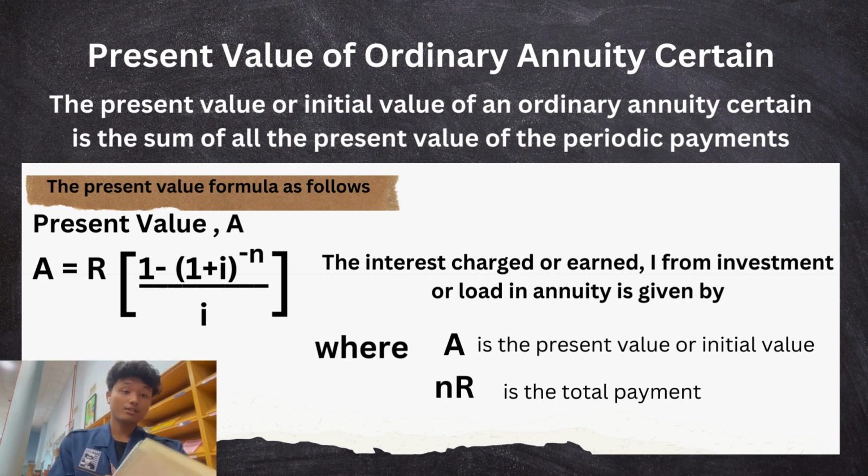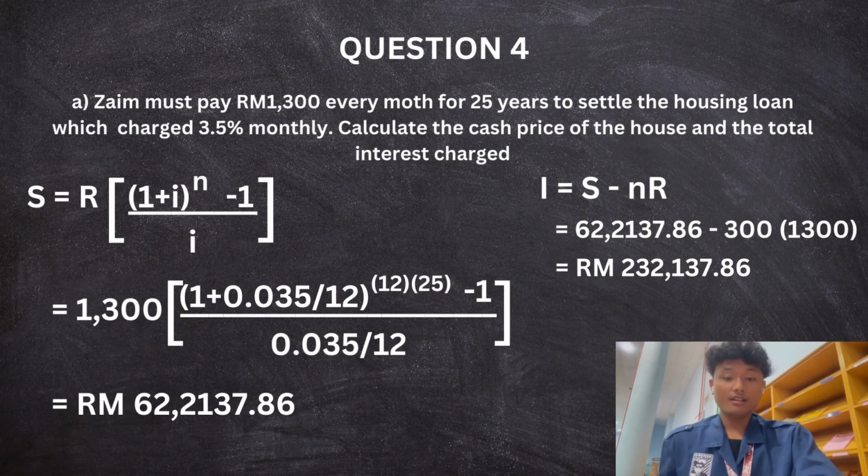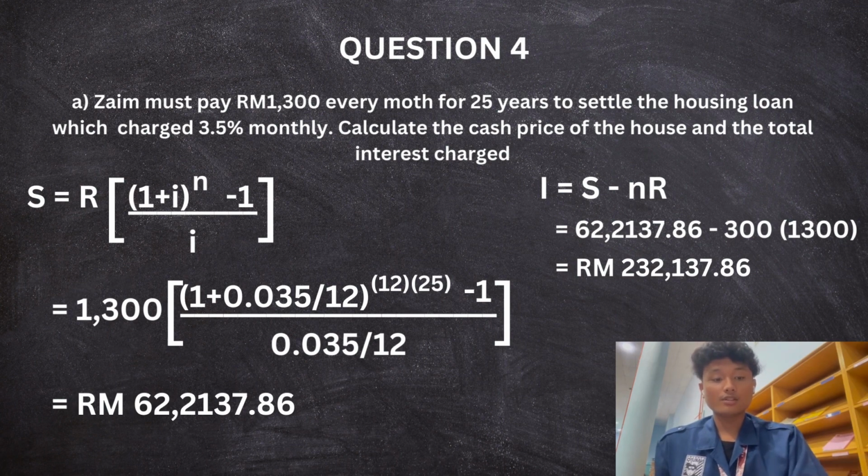The interest charge, or earned capital I, from an investment or loan in an annuity is given by capital I equals nR minus A, where A is the present value or initial value, and nR is the total payment. Question: Zain must pay 1,300 ringgit every month for 25 years to settle a housing loan, which charges 3.5% compounded monthly. Calculate the cash price of the house and the total interest charge.